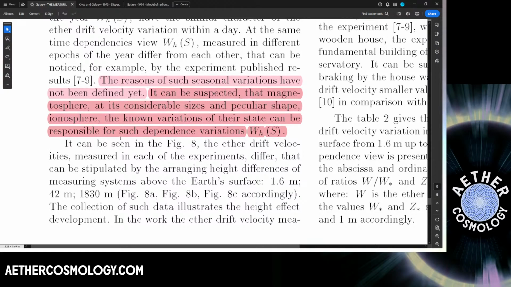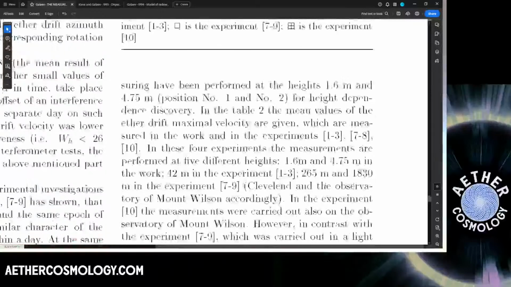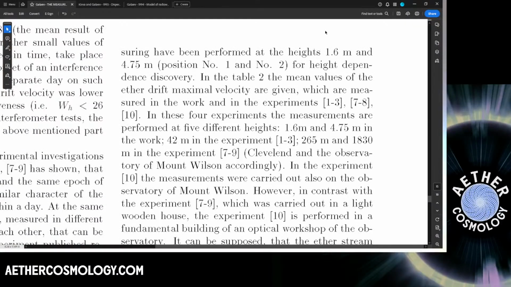So it can be seen in figure 8 that the ether drift velocities measured in each of the experiments differ. That can be stipulated by the different heights of the measuring systems above the Earth's surface: 1.6 meters, 42 meters, and 1830 meters. The collection of such data illustrates the height effect development. In the work, the ether drift velocity measurements have been performed at the heights of 1.6 and 4.75 meters for the height dependence discovery.